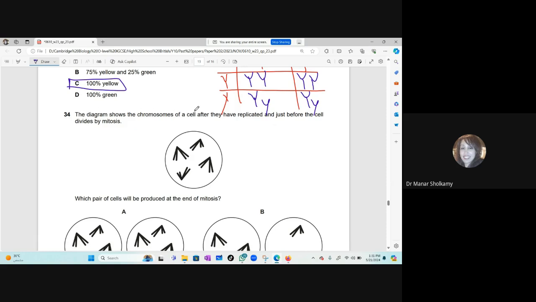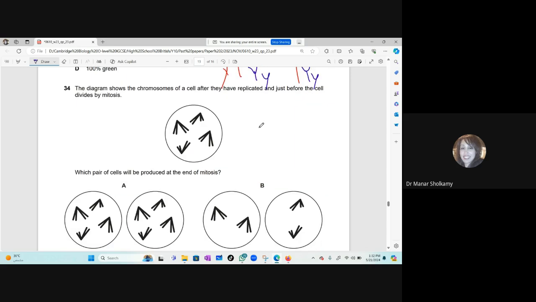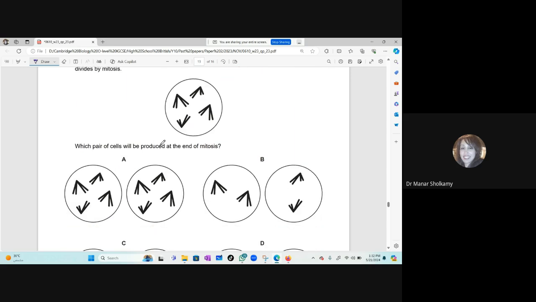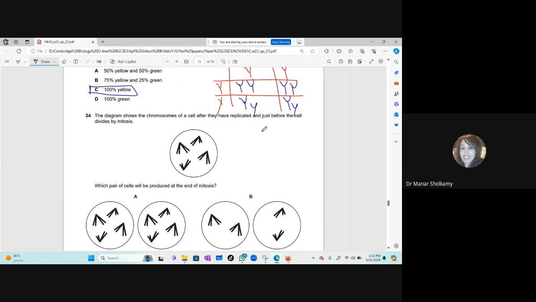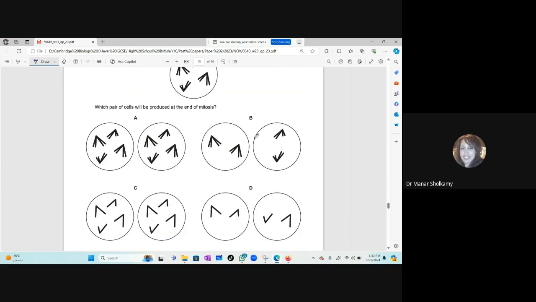The diagram shows the chromosomes of a cell after they have replicated and just before the cell divides by mitosis. Which pair of cells will be produced at the end of mitosis? This is mitosis, so we produce genetically identical cells. And now they said just before the cell divides by mitosis. B. 1 minute.